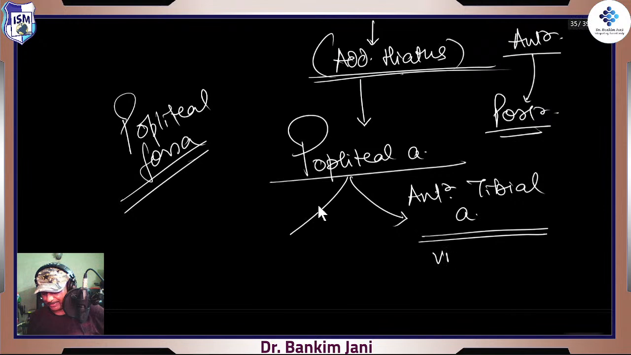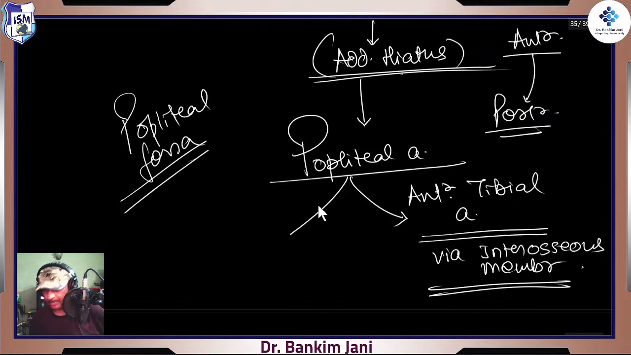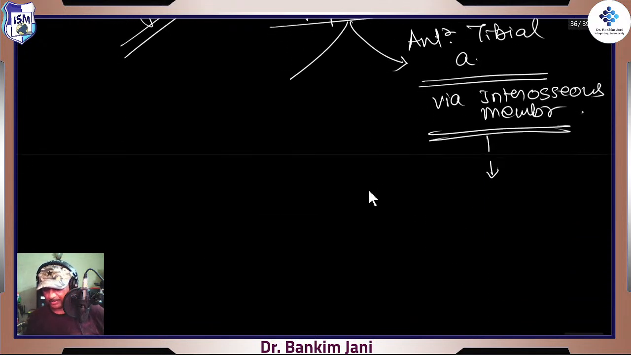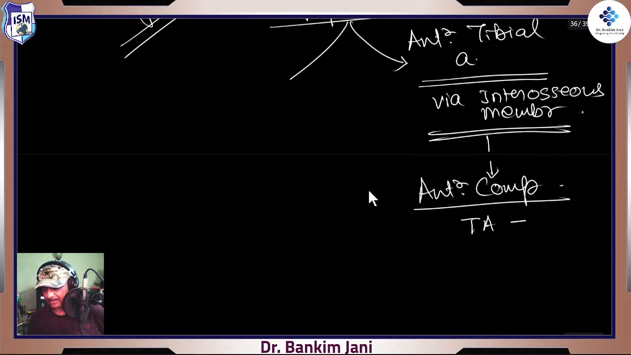Okay, so here it is via the interosseous membrane, and now it goes into the anterior compartment, right? I hope you know all the muscles of the anterior compartment. Tibialis anterior plus 3 more, right? I know you know it. Okay, so that's the anterior tibial artery. The journey is not complete, right? Anterior tibial will still continue.